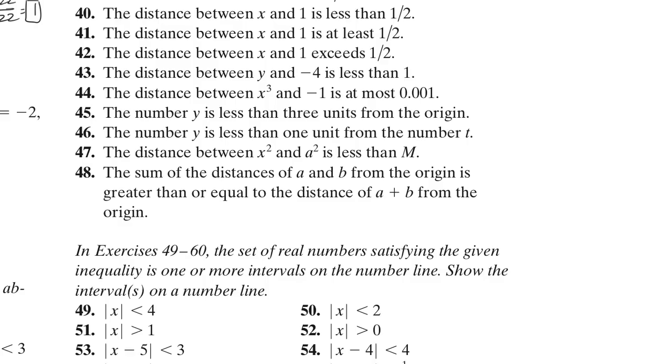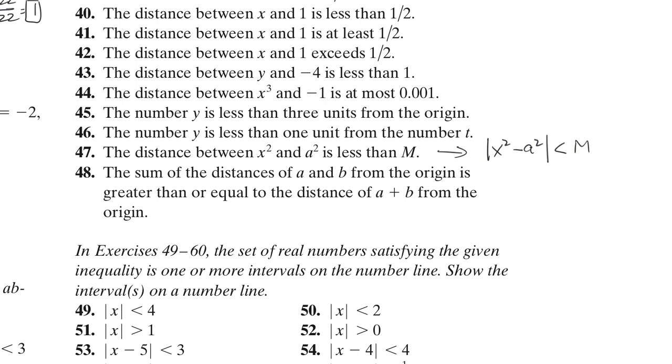All these statements are, you're really just translating it into an absolute value expression, or inequality, I should say. So maybe I'll jump down to something like number 47, what the distance between. So the distance between boom, boom, boom. That's the distance. That's the framework for distance between, or template or whatever. And then x squared and a squared, okay, is less than m.